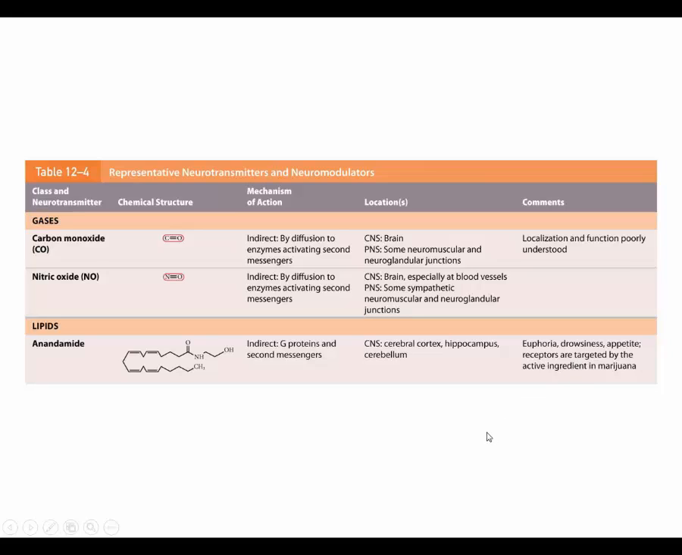That's why. Here's the nitric oxide I was looking for before. I didn't go far enough. This is an indirect effect without a G protein. Nitric oxide and carbon monoxide, neither of them use G proteins at all. So there you go with that.